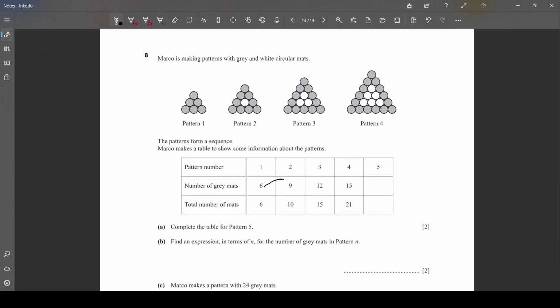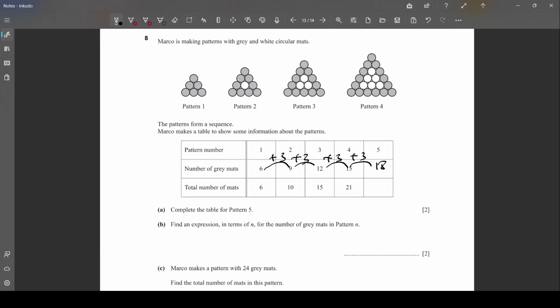6 plus 3 is 9, 9 plus 3 is 12, 12 plus 3 is 15, 15 plus 3 should be 18. Okay, so we are adding 3 to every number. Over here, the total number of mats: 6 plus 4 is 10, 10 plus 5 is 15, 15 plus 6 is 21, 21 plus 7 should be the answer, because in every term we are adding 1 more, right? 4, 5, 6 and 7, so 21 plus 7 is 28.